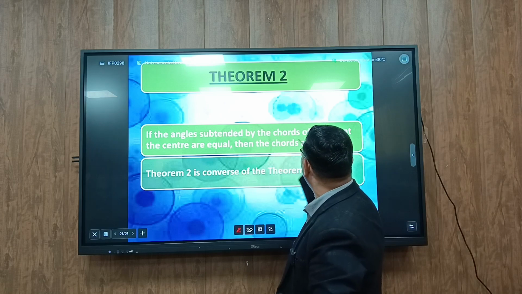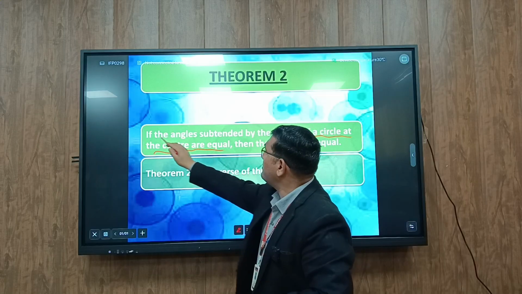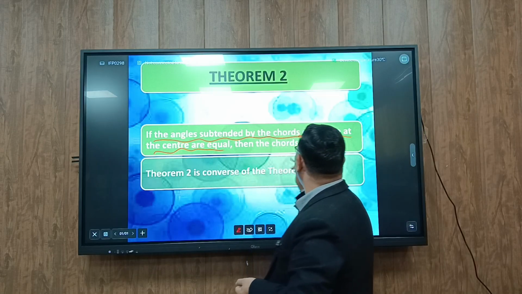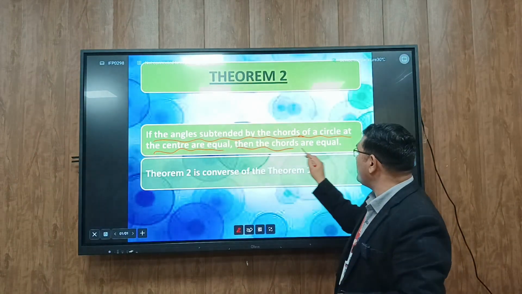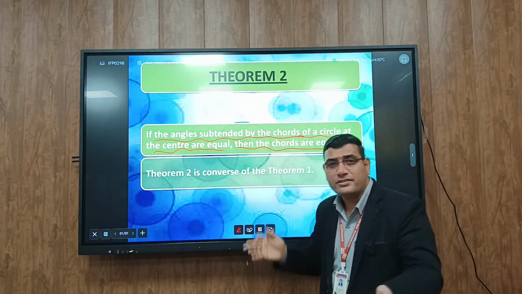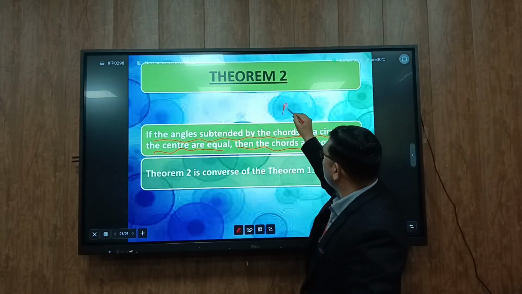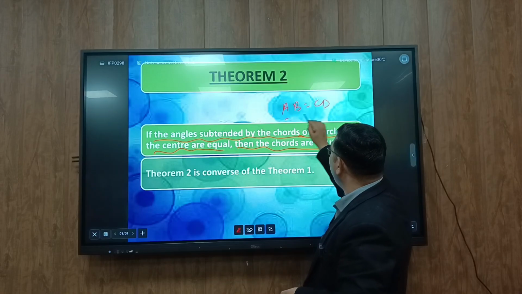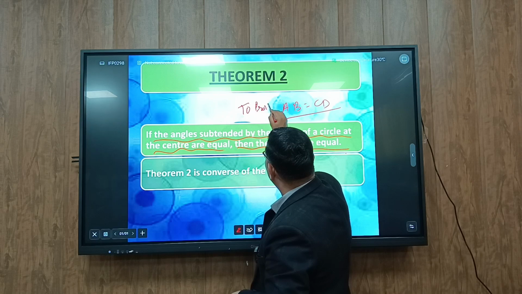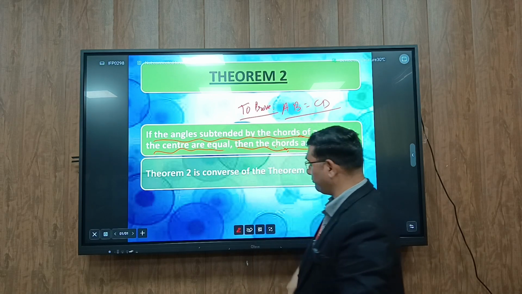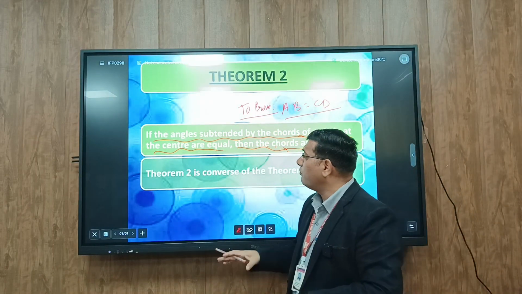Means if the angles subtended by the chords of a circle at the center are equal, then the chords are equal. But in the previous theorem, theorem number 1, it is given that the chords are equal, that is AB is equal to CD. Here we have to prove it in the converse. Theorem 2 is the converse of theorem 1, so in the same manner we can prove it.